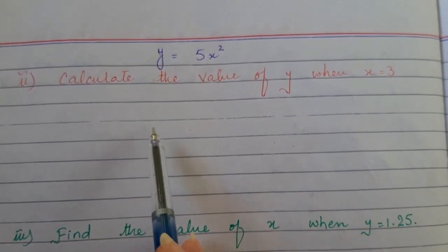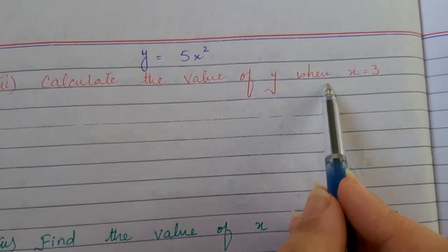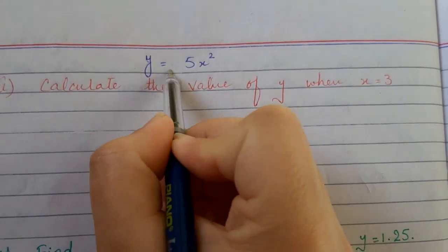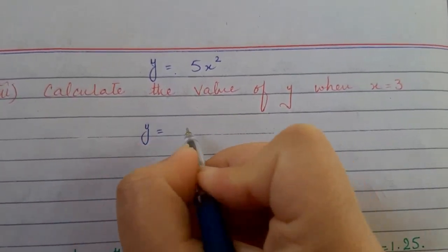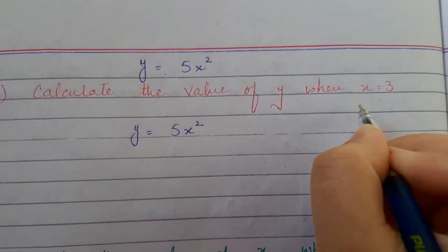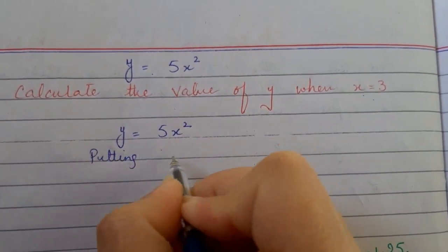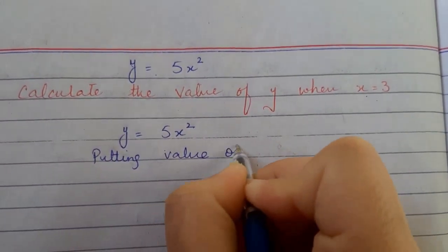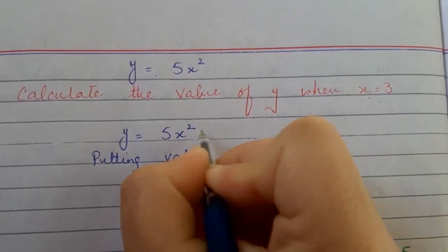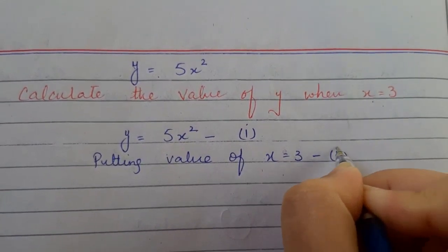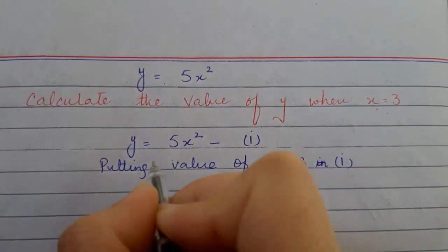In the second part, calculate the value of y when x is equal to 3. So we are going to start with this equation. y is equal to 5x square, and the value of x is given to us. Putting the value of x equal to 3 in this equation, you can write it as in 1.